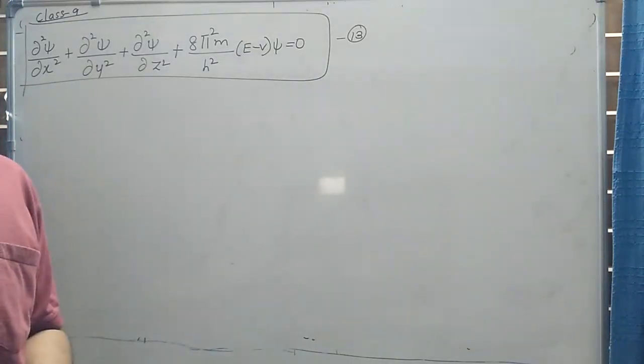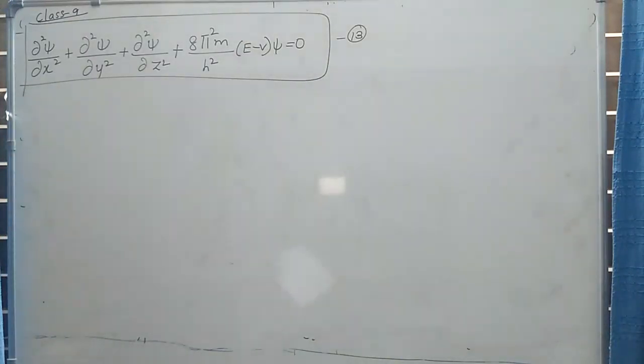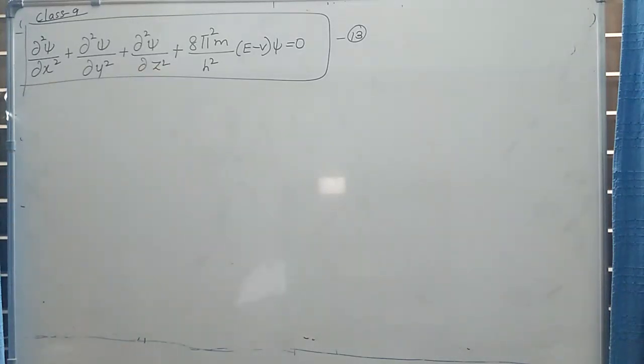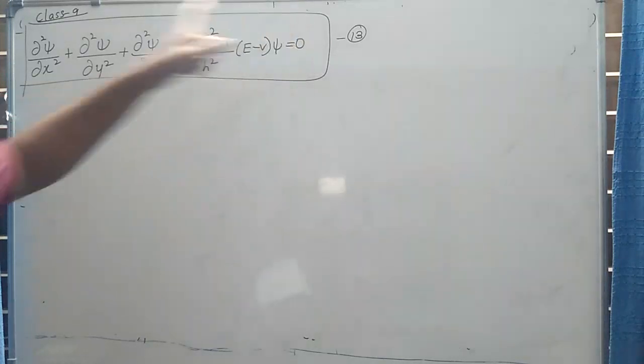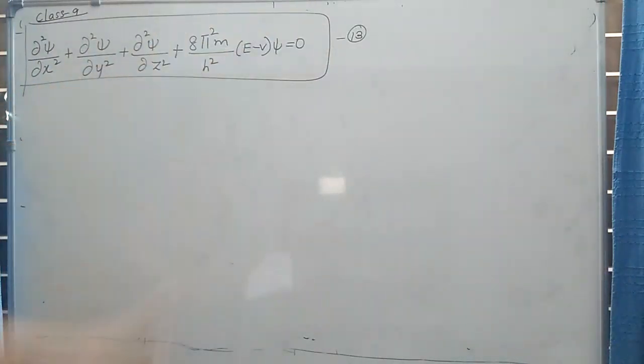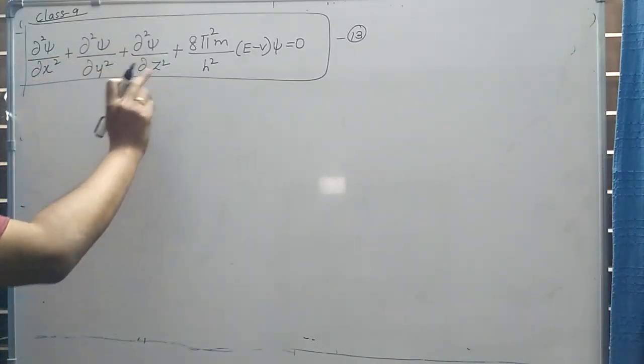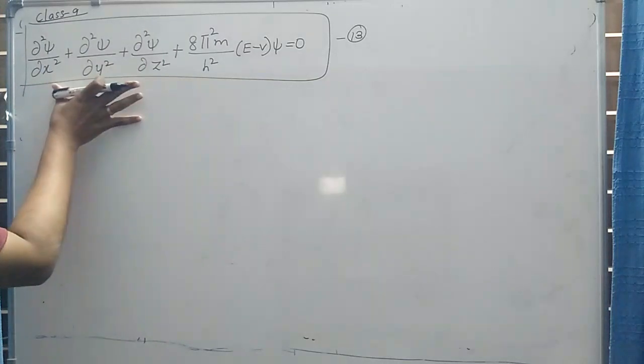We will now try to write the Schrodinger wave equation in different forms. In the previous class, we discussed how to arrive at this form of Schrodinger wave equation. We will continue from here and try to write this equation in different forms. What we will do in the first step is take psi, the wave function psi, as the common term in the first three.